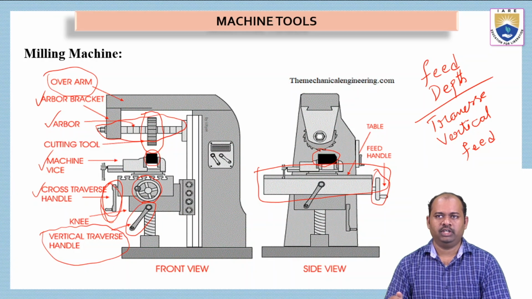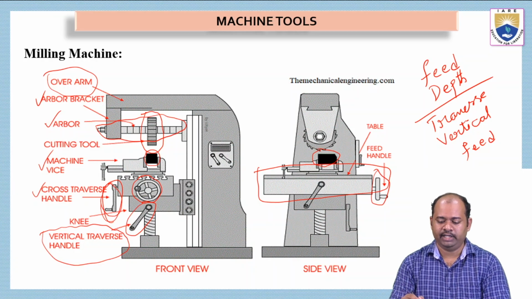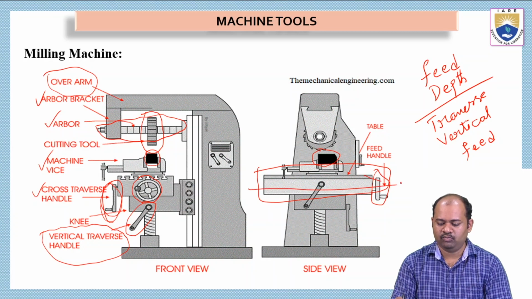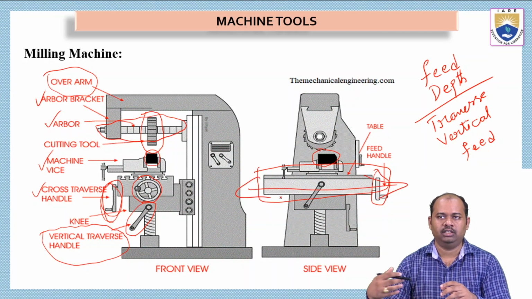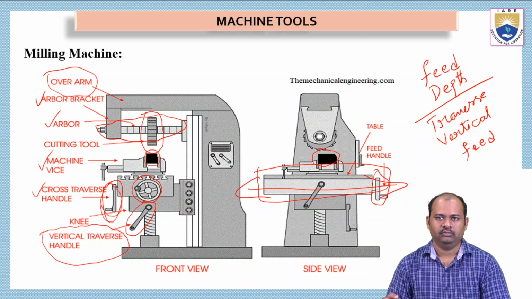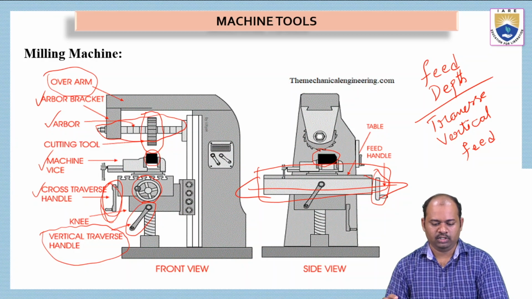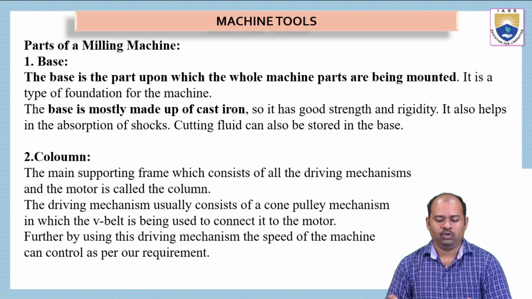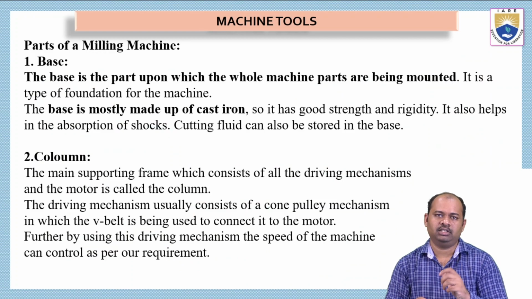So in the side view we can see there is a table and feed handle. The feed handle is responsible for moving the entire table in the horizontal direction. This table can move in this direction by rotating the feed wheel. And then let us move to the coming slide. Let us see what are the basic parts of a milling machine.